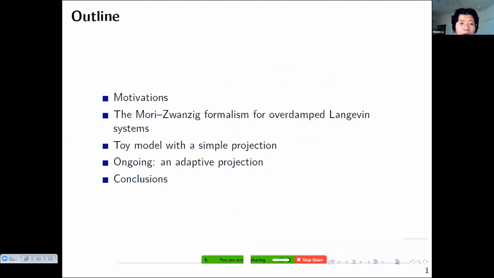So I would like to first briefly talk about the motivations of this project, and then I will briefly introduce the Zwanzig framework for overdamped Langevin dynamic system. And then I will start with a one-dimensional toy model with a simple Zwanzig projection. And then I will talk about some ongoing work in which we improved the Zwanzig projection and got improved results. And then finally, I will give you some conclusions.